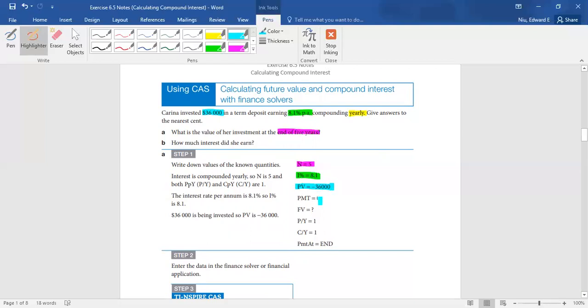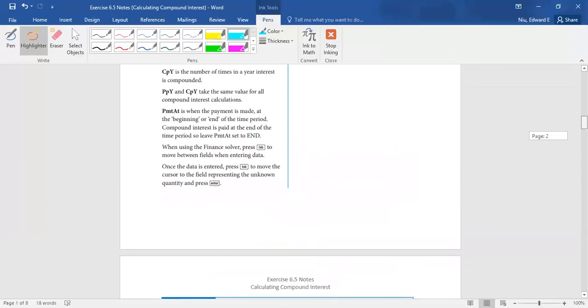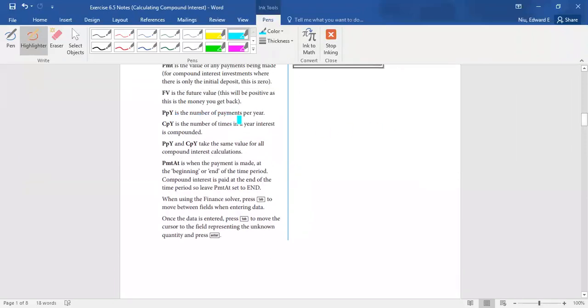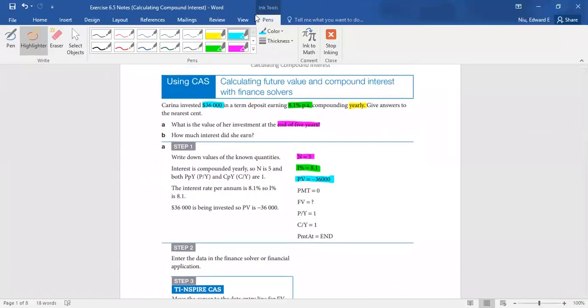Our payment is 0. Future value is what we're trying to figure out. PY, CY. Remember, PY and CY is the number of payments per year. CY is the number of times in a year the interest is compounded. We have here yearly, so that's why the CY here is yearly and the PY here is yearly. The payment and other stuff, that'll come later. But for now, that's all you have to fill in with these current details.